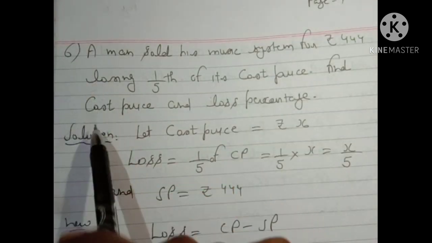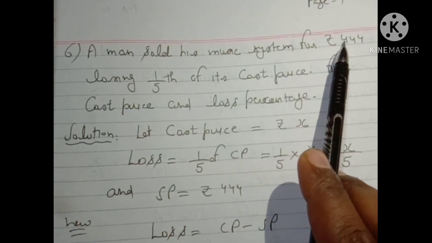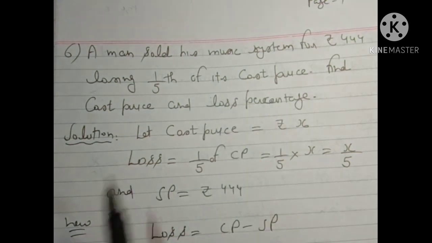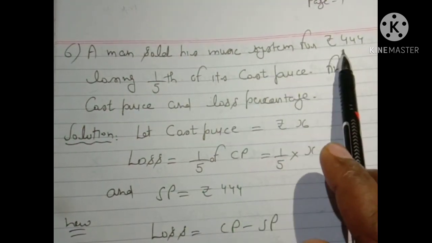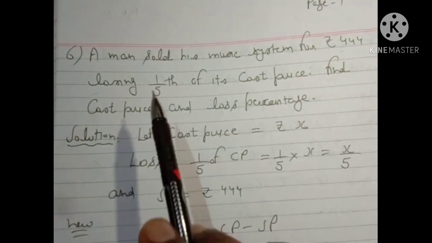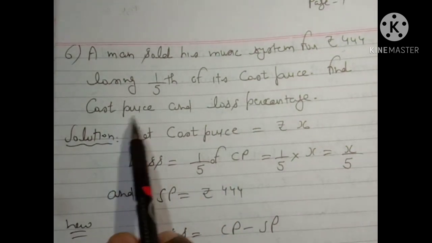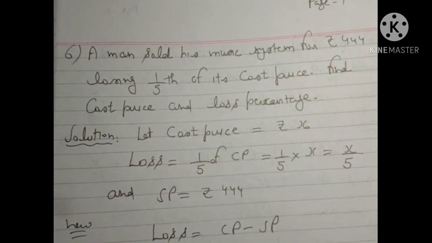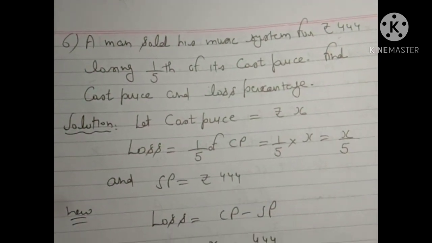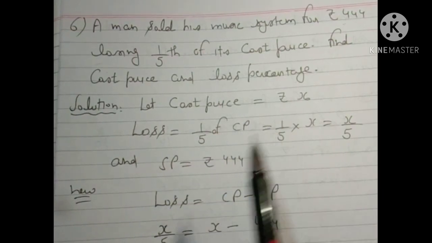Okay, now see the sixth sum. In this sum a man sold his music system for rupees 444 and his loss was 1/5 of its cost price. The selling price is given, that is 444, and the loss is given as a condition, that is loss is 1/5 of its cost price. So find the cost price and the loss percentage. Here we have to find the cost price and also the loss percentage. Okay, now first of all, let the cost price be rupees X.